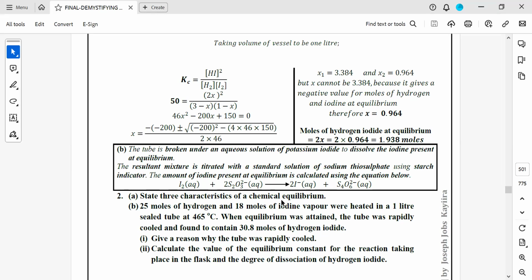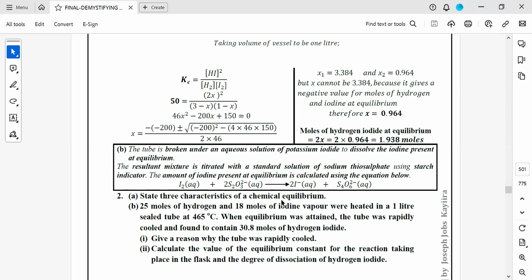The tube was rapidly cooled to stop the reaction and fix the equilibrium such that it does not adjust itself to any other equilibrium value at a lower temperature. Okay, that is very good. I can't say any better.